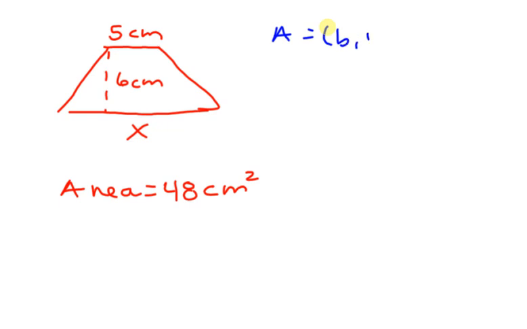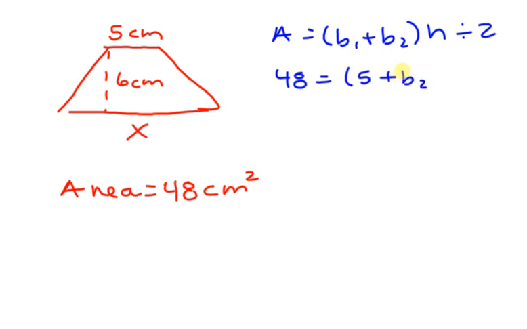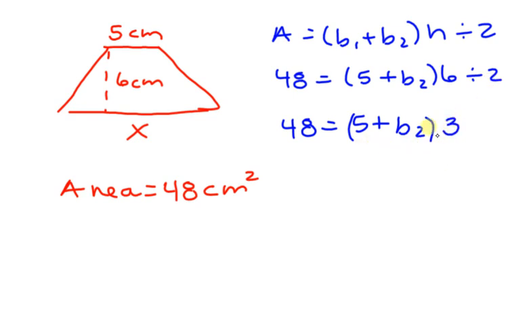So start with your formula. Area equals base 1 plus base 2 times the height divided by 2. So plug in what you have. Okay, so you have 48 equals 5 plus base 2, we don't know, times the height is 6 divided by 2. So let's simplify. 48 equals 5 plus the second base, keep that in parentheses, times what is 6 divided by 2? 3.